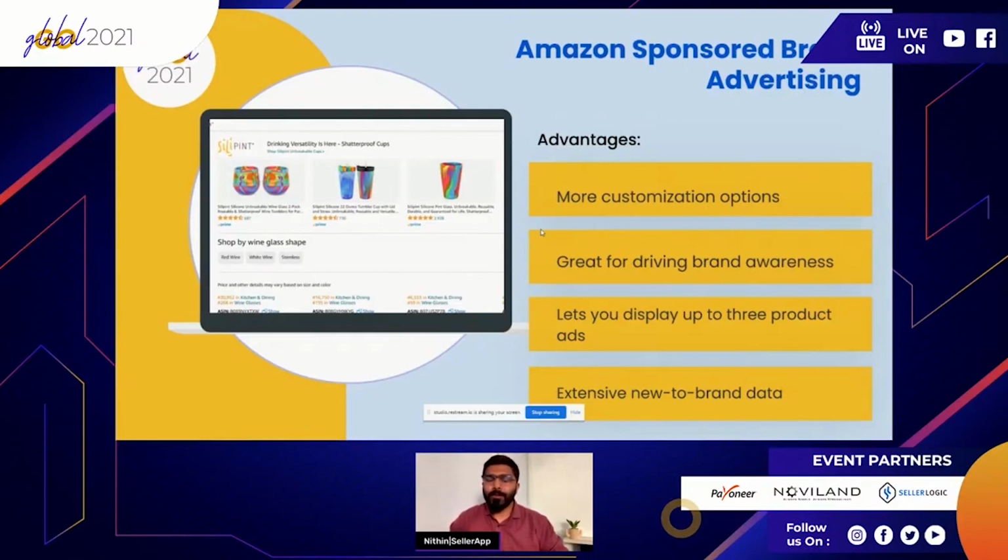Another new feature that came up recently, close to 6-7 months, almost a year, I think, is that Amazon has launched video ads in the US marketplace, and they're slowly launching it in other marketplaces as well. We've seen a tremendous increase in engagement with the product, as well as conversions, through these sponsored video ads. So that's something to look out for when you're running campaigns on Amazon.